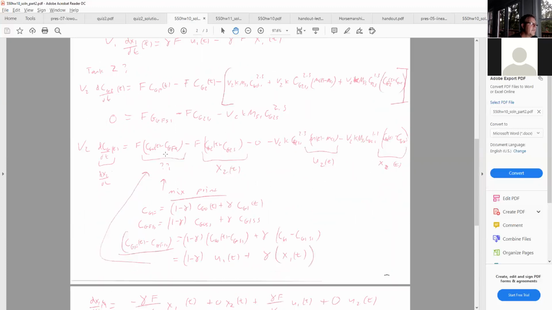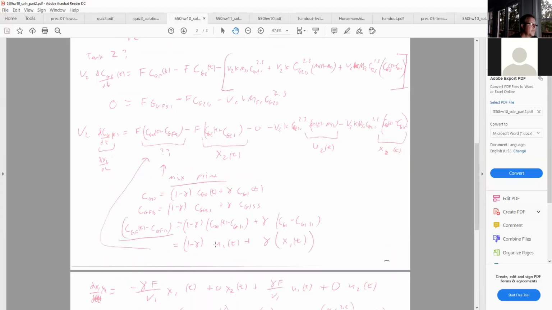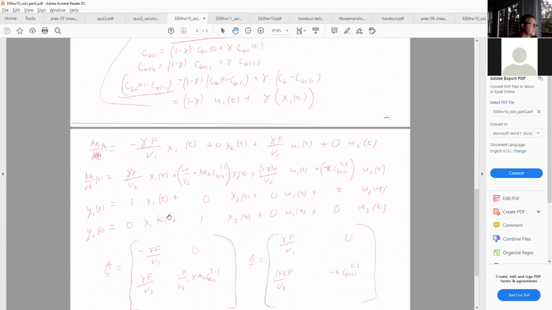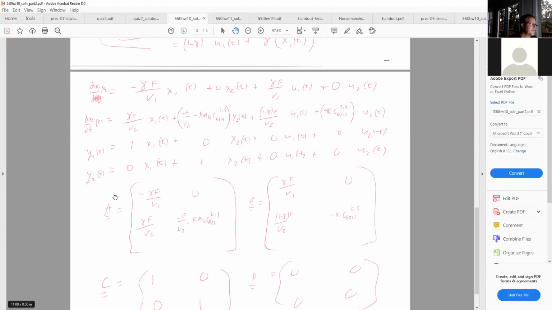But this one was tricky because we didn't know the mixing point value. We have this C sub GF. We don't know what this concentration is going into the reactor. But if you know the feed concentration and you know the concentration out of the mixer, you can figure that out from the mixing point equation. So you end up writing everything in terms of deviation, everything in terms of x1, x2, u1, u2. The same thing for the output equations. You can measure one of the concentrations, you can measure another concentration.